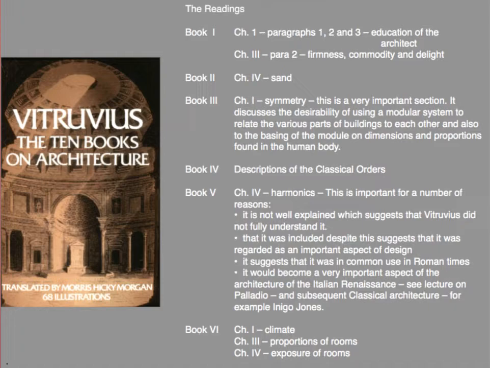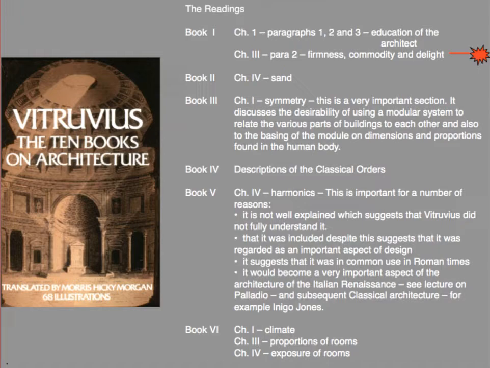So, what are the really important parts? Well, let me draw your attention to Book 1, Chapter 3, Paragraph 2, in which Vitruvius mentions the requirements of a building, which are firmness, commodity, and delight. This is one of the most commonly quoted parts of Vitruvius's treatise. And of course, in the original Latin, these are referred to as firmitas, utilitas, and venustas, firmness, commodity, and delight.